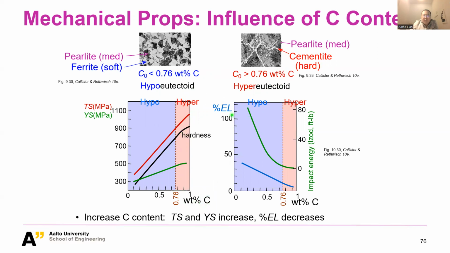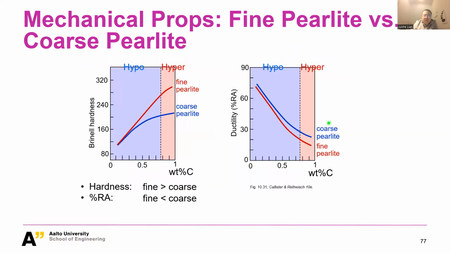And at the same time, with the increase of strength, you're also reducing the elongation, the failure strength, basically, which is here. And at the same time, it also reduces the Charpy impact energy.